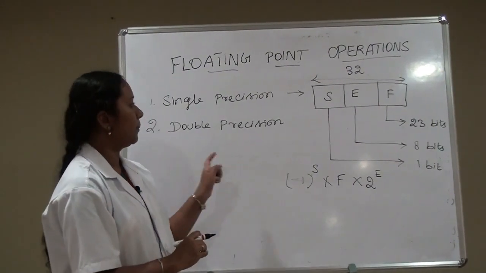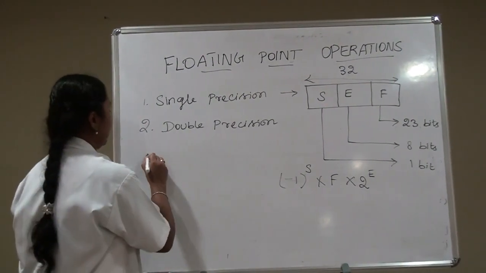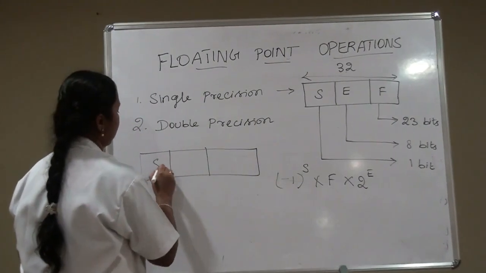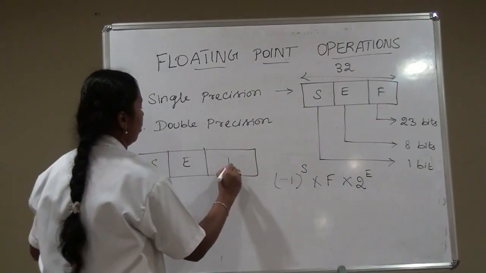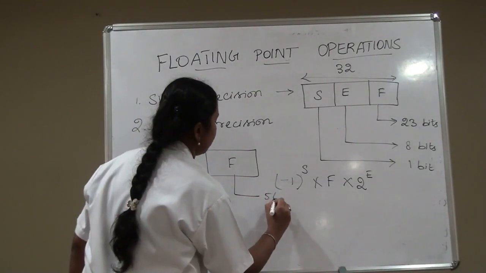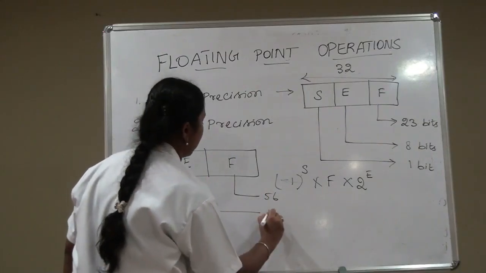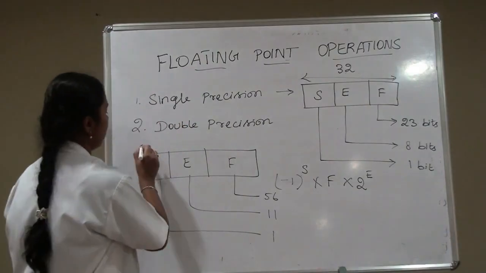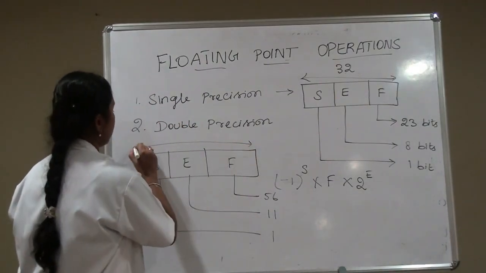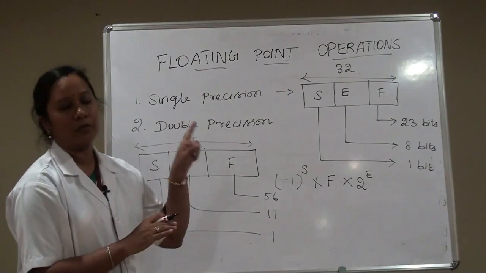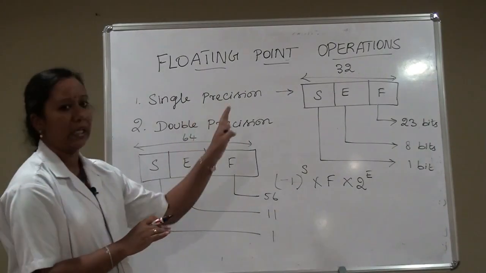Now we are going to discuss double precision format. Double precision format is nothing but a 2 times 32-bit format, which is a 64-bit format. Here we represent the fractional part with 52-bit representation and the exponent with 11-bit representation, and once again the sign bit with 1-bit representation. Altogether it gives you a 64-bit representation. So double precision format is double the size of the single precision format.